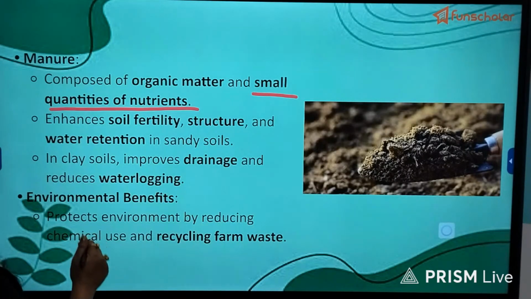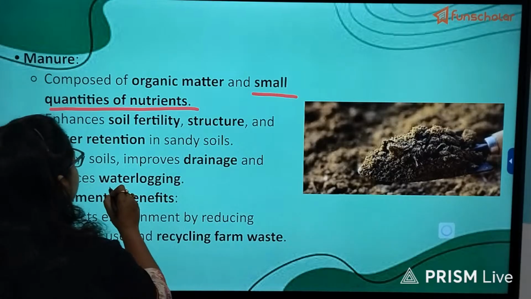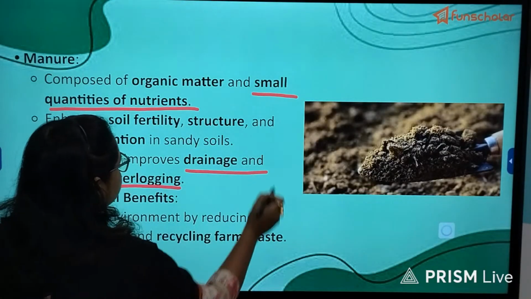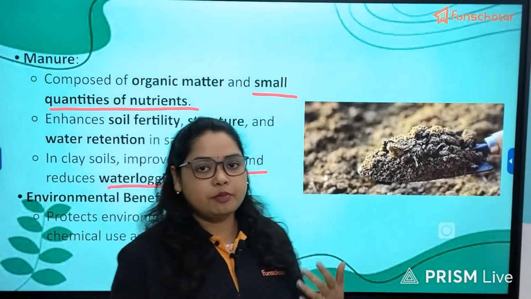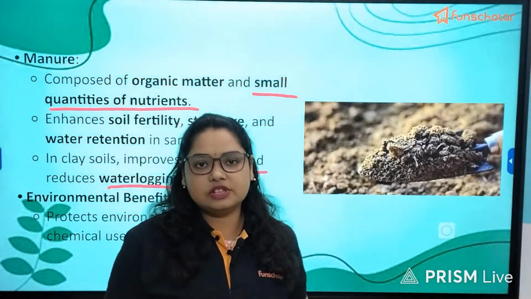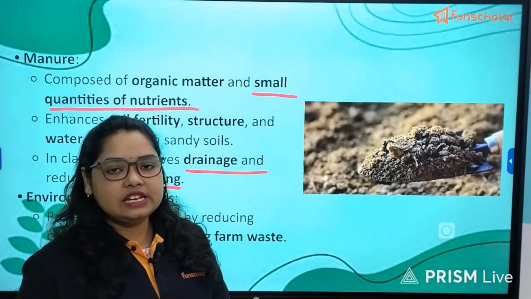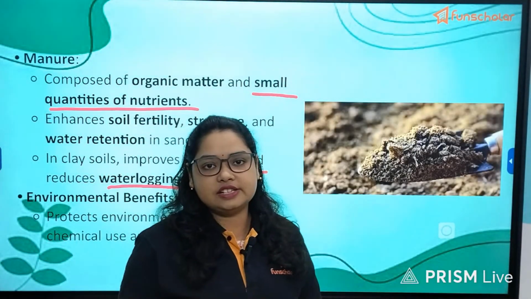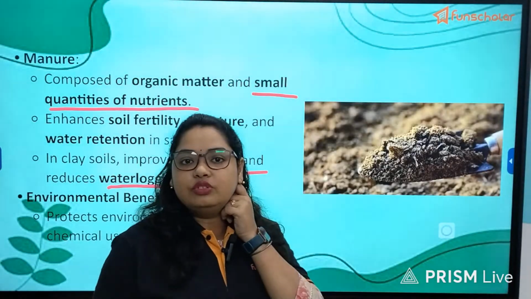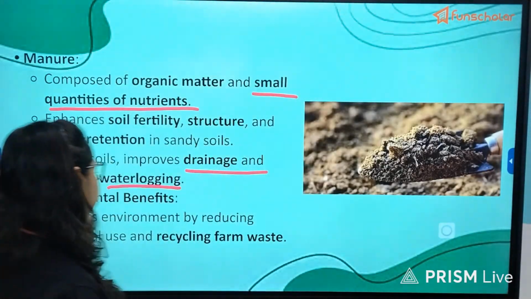In clay soil, it improves drainage and reduces water logging. So this one only I was telling. Drainage means that the water can percolate through the layers of the soil properly, and it is not clogged. And if it is clogged in certain layers, then it will lead to decaying of the roots.